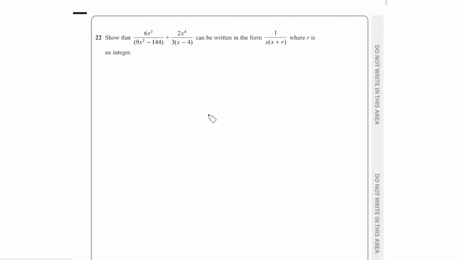So question 22, this is only 3 marks actually. Show that 6x cubed over 9x squared minus 144 divided by 2x to the power 4 over 3 brackets x minus 4 can be written in the form 1 over x brackets x plus r, where r is an integer.